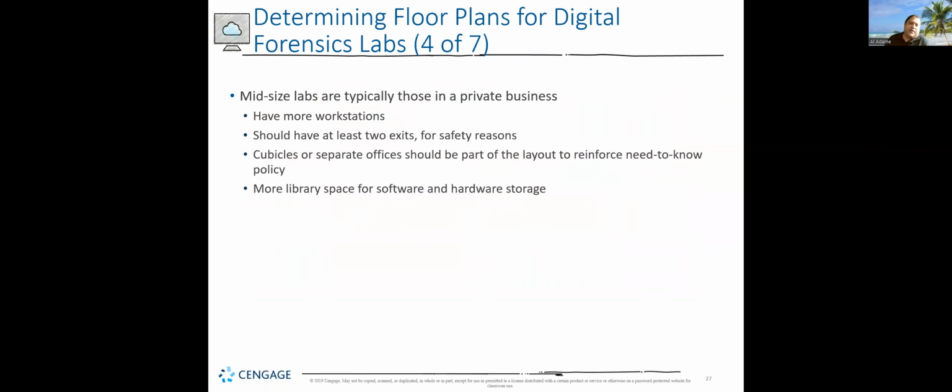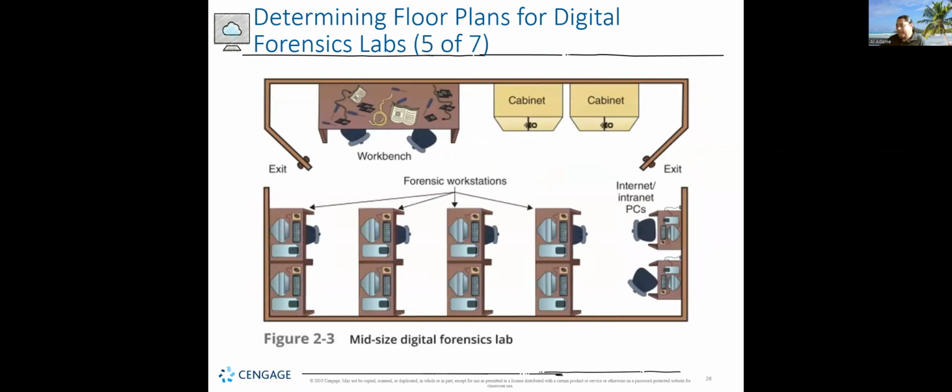Medium-sized labs, typically those in private businesses. This is more of what I think of when you think of a regular forensics lab. Have more workstations, should have at least 2 exits for safety reasons. Cubicles or separate offices should be part of the layout to reinforce need to know policy. More library space for software and hardware storage. Yeah, I'll show that to you next. This is what it looks like.